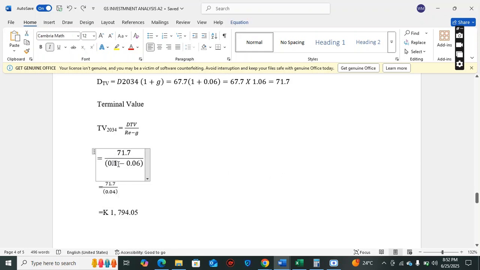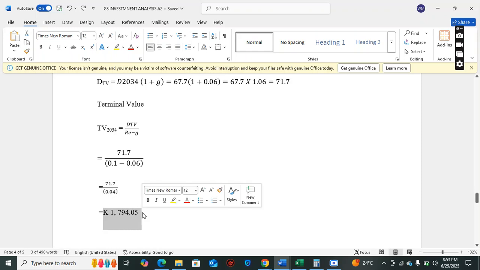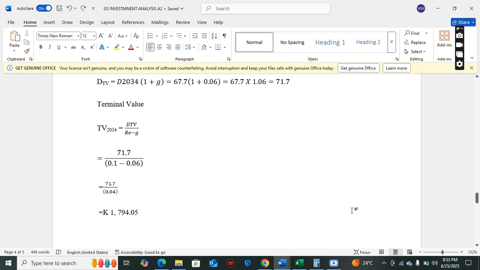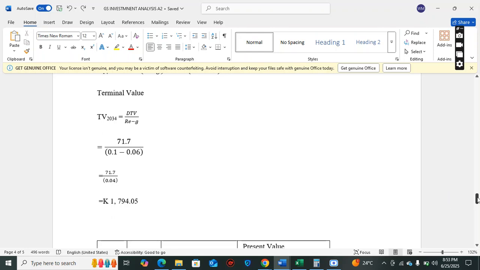So 0.1, the required rate of return, which was 10% in the question, minus the growth rate 0.06, we get 0.04. And we say 71.7 divided by 0.04, you get 1794.05. Any questions for now? Then we begin the discounting.